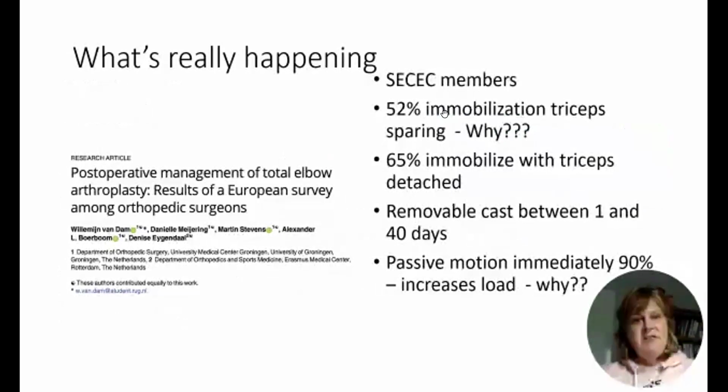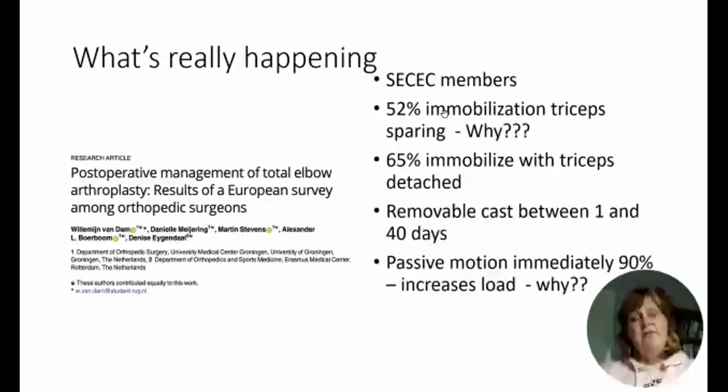The idea with the triceps-sparing approaches is to get the patient moving as soon as possible, and 65%, almost two-thirds of surgeons responding to this questionnaire, immobilized with the triceps detached. The surgeons put a removable cast on anywhere between 1 and 40 days.